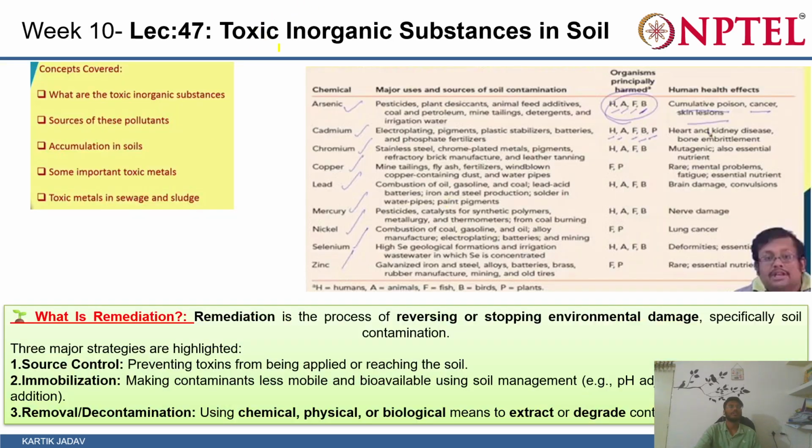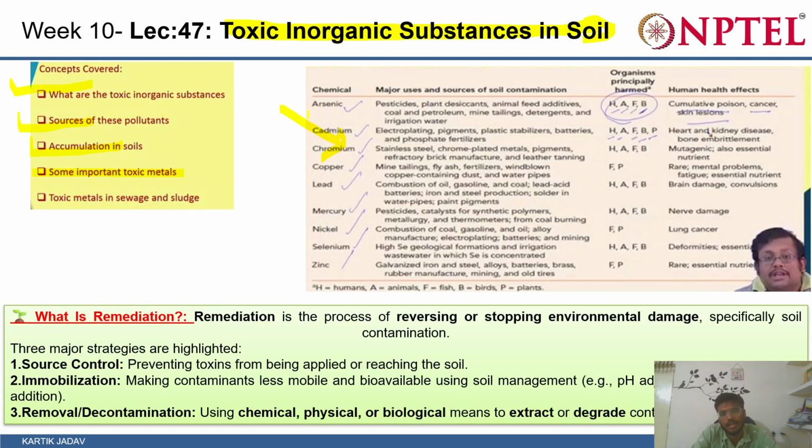And then, in continuation of the previous lecture, we have started talking about toxic inorganic substances. Inorganic substances basically don't have carbon in them. In this lecture, we talk about what the toxic inorganic substances are, the sources of these pollutants, accumulation in soil, some important toxic metals, and toxic metals in sewage and sludge. There are metals like arsenic, cadmium, chromium, copper, lead, mercury, nickel, and zinc that are available in nature as well. But if we inject these chemicals through anthropogenic activities, they cause harmful effects, impacting either the ecosystem or human health.